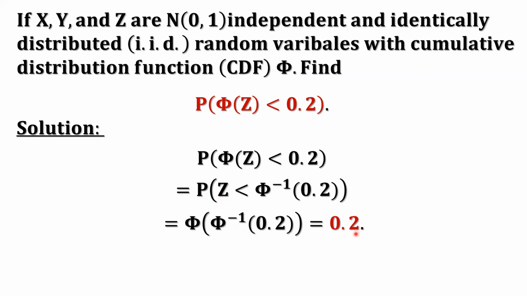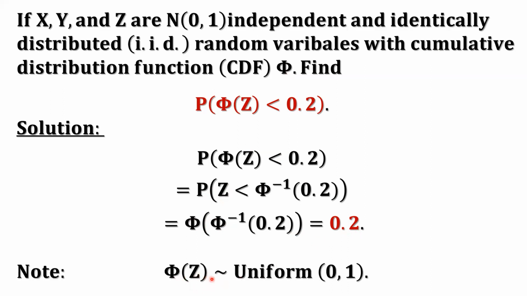Now, here we have a very important result. Phi of Z actually is a random variable. What kind of random variable? That's uniform 0, 1. That's uniform from 0 to 1. It is a very important piece of information. This result is a fundamental thing in Monte Carlo simulation to generate random variables. If we know this is uniform 0, 1, then from the very beginning, we know that the probability of a uniform 0, 1 random variable being less than 0.2 equals 0.2. That's uniform.